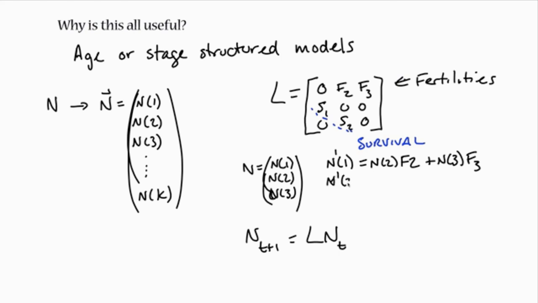The number of individuals age 2 in the next generation is just going to be the number of individuals age 1 times their survival probability. And the number of individuals age 3 in the next generation should be the number of individuals age 2 now times their survival probability. And you'll find if you do the matrix multiplication and multiply the matrix L times the vector n, these are exactly the expressions that come out of that multiplication.